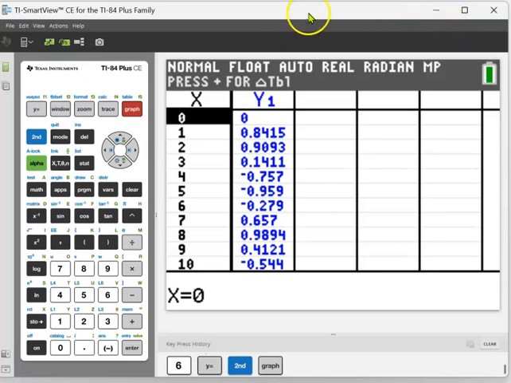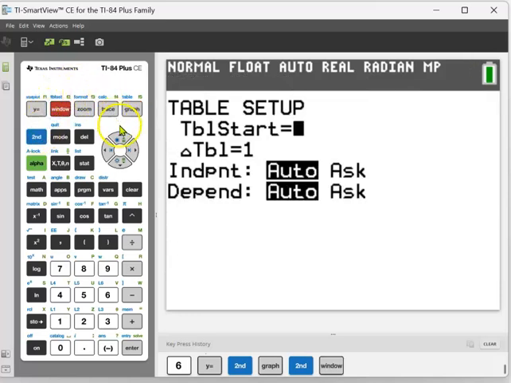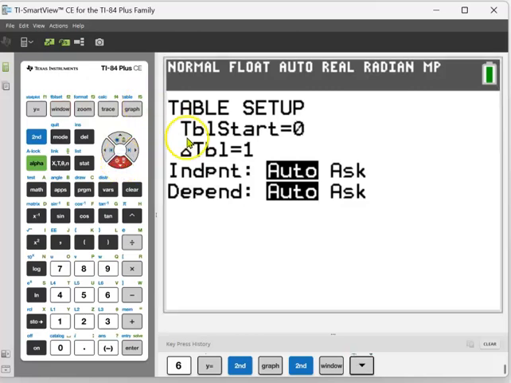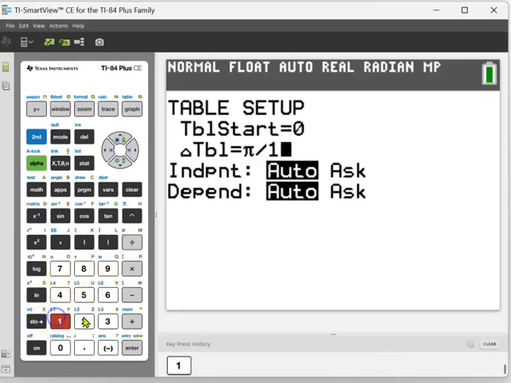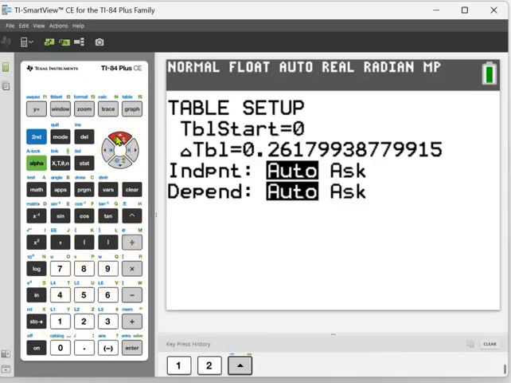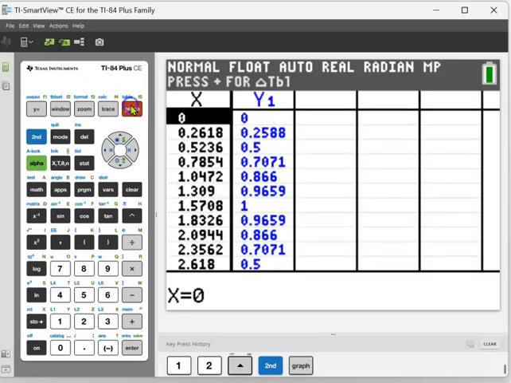So let's change the scale in our table, and to do that, we're going to go second window into the table set. Still going to start at 0, that's fine, but for this delta TBL, that's the Greek letter delta, means change in table, I'm going to change that to pi over 12. And notice that it automatically changes that to a decimal for me. Now I'm going to go back to my table, so second graph.